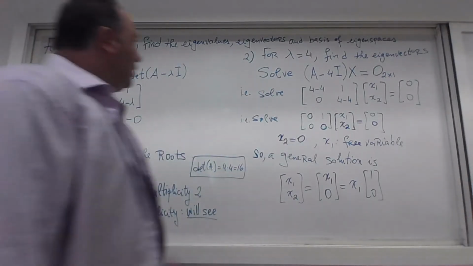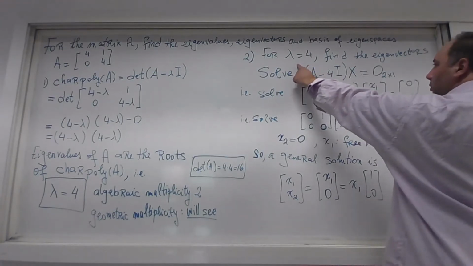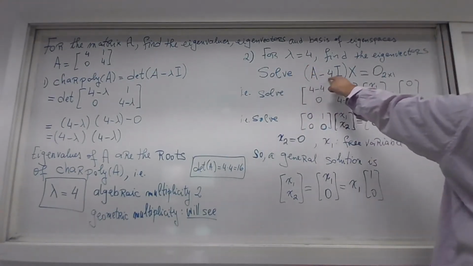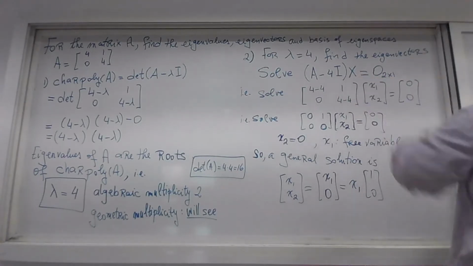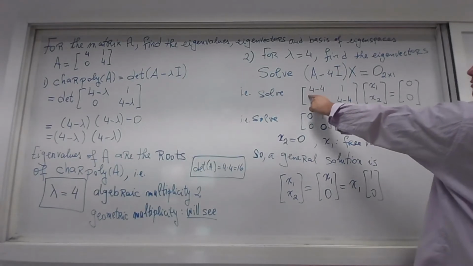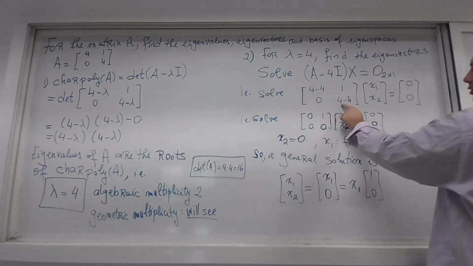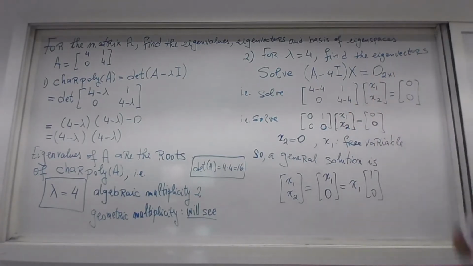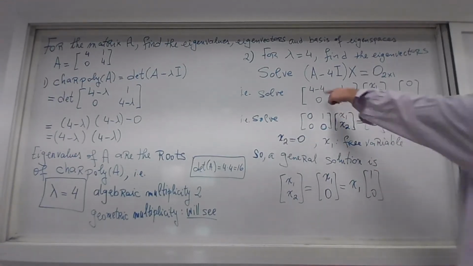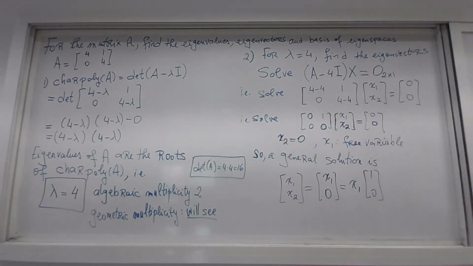Okay, fine. So how do I find eigenvectors associated to eigenvalue 4? I need to solve (A minus 4I) x equals 0, where 0 is a 2 by 1 vector. A was 4, 1, 0, 4. So we have 4 minus 4, 1, 0, 4 minus 4, and then x is x1, x2, equal to vector 0, 0. This means the matrix 0, 1, 0, 0. I need to solve this homogeneous system.